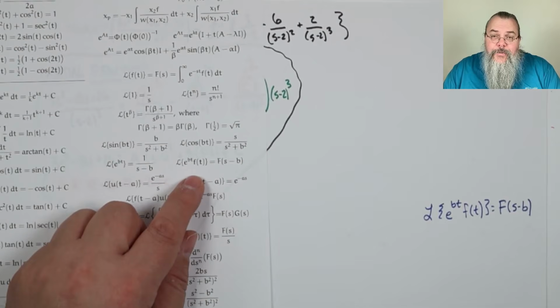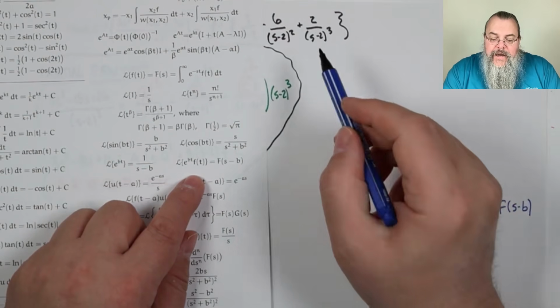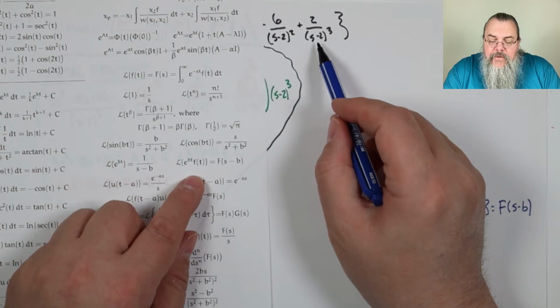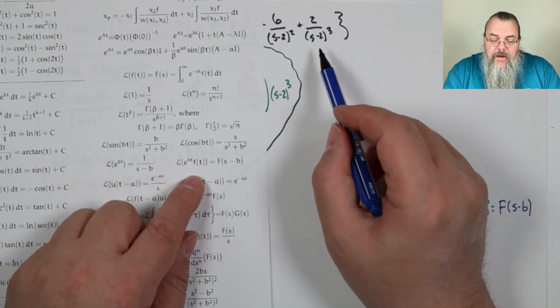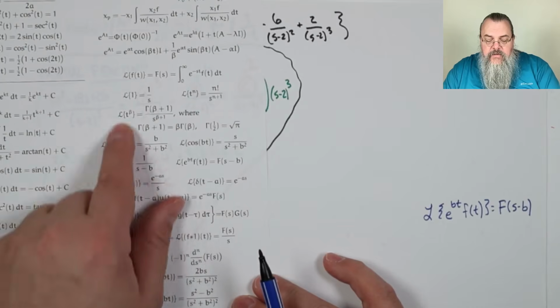But now, let's say there wasn't a shift. How do we take the inverse Laplace of s cubed in the denominator? So we say, okay, start scanning. Where is something that looks like an s cubed downstairs?